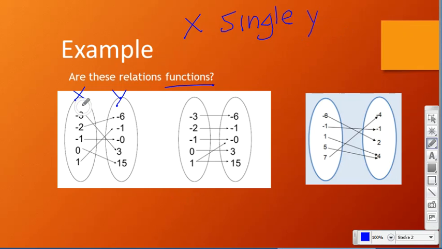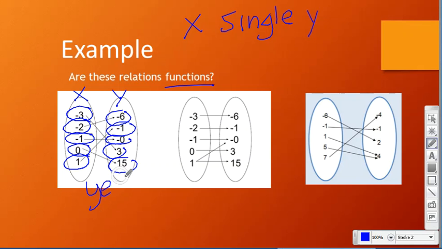Okay, so let's go through our list. We have -3, that's being paired with 3, so that is 1 to 1. We have -2 being paired with -6, that's 1 to 1. We have -1 being paired with 0, so that's 1 to 1. We have 0 being paired to 15, so that is 1 to 1. And we have a 1 being paired with -1. So in this relation, we don't have any of our x values that are being paired with more than one y value. So we would say yes, this one is a function. Okay, let's look at the next one.